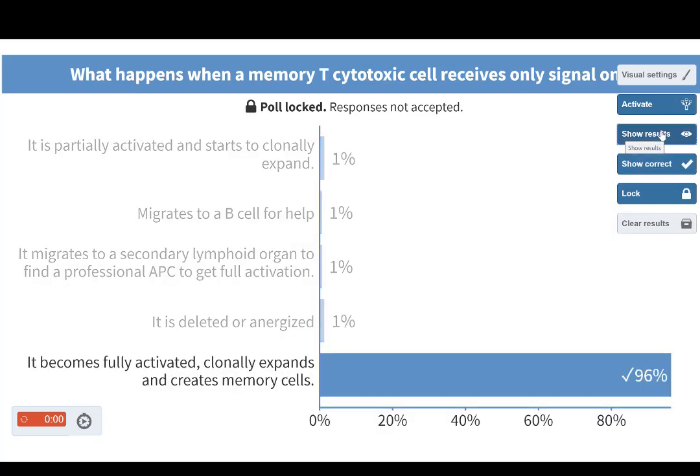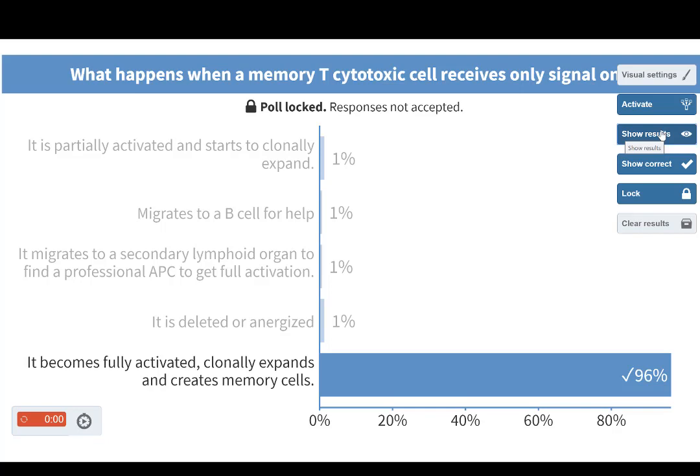It becomes fully activated, clonally expands, and produces memory cells. People are like, but you didn't say kill. It doesn't matter. That's what it does. That's one of the things it does. Any activated effector lymphocyte will do those things. Any of them.